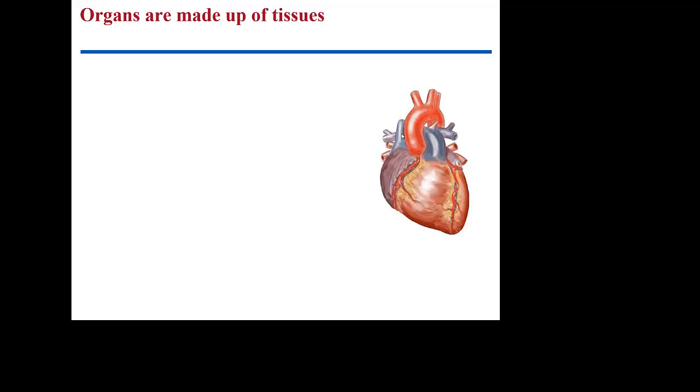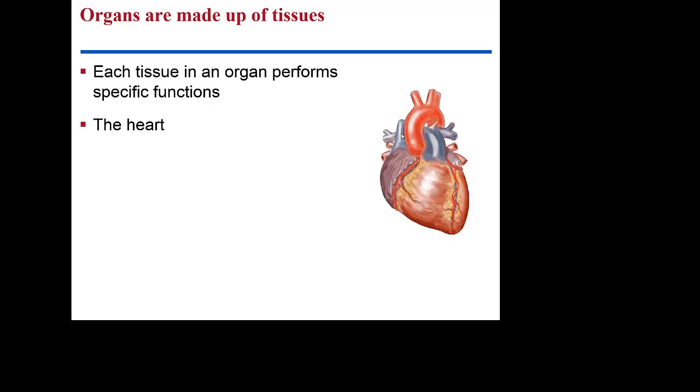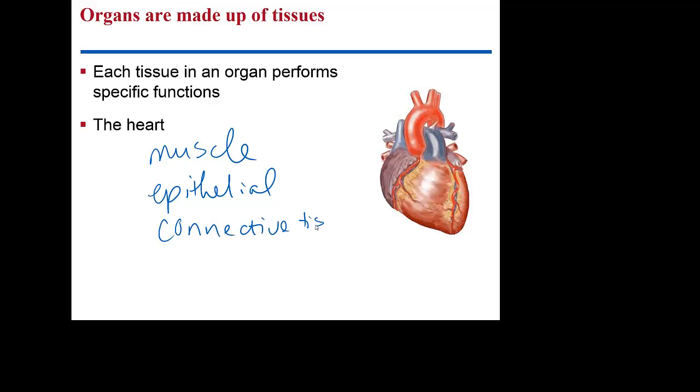In our organs and organ systems, we mentioned that our organs are going to be made up of tissues, and that each tissue in the organ will perform a very specific function. So let's look at your heart for a second. In your heart, we have muscle tissue, we have epithelial tissue, we have connective tissue, and we have nervous tissue. So we've got them all, right?